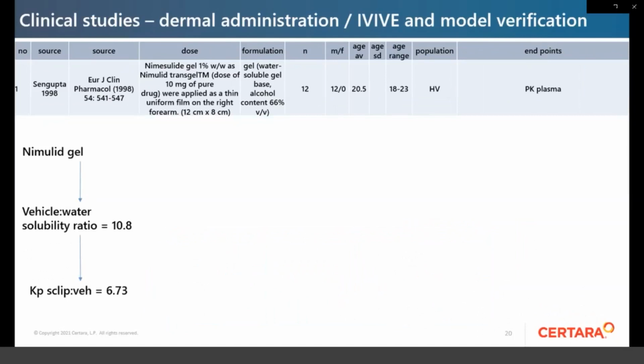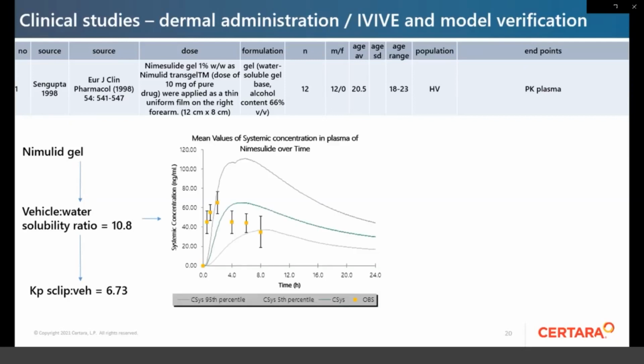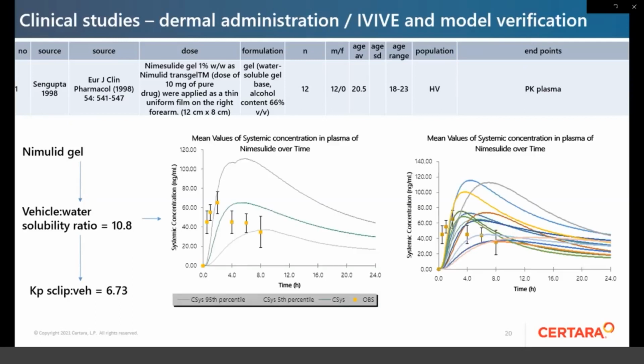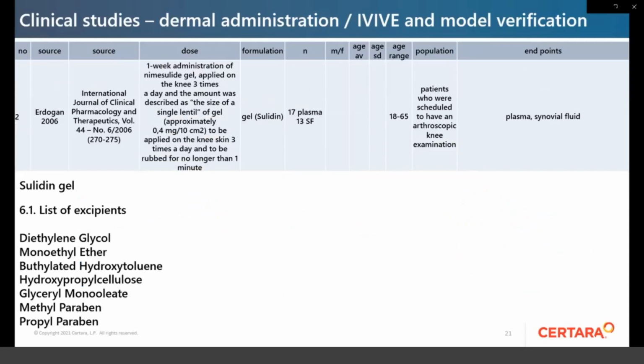In the Sen-Gupta study, they used nimolide gel, which we know very well from the DIAL study. So we know the vehicle water solubility ratio and thus the partition coefficient between the stratum corneal lipids and vehicle. And we used this data to predict the plasma concentration in the virtual population. And the same for the Erdogan study.